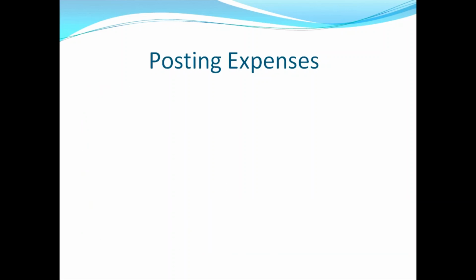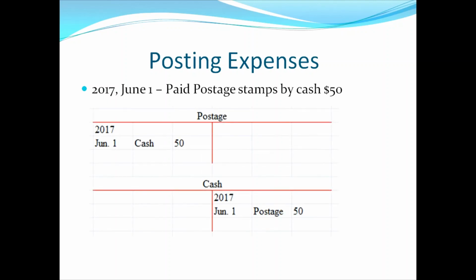Posting expenses. So now that we know what to debit, what to credit, let us practice. So 2017 June 1st paid postage stamps by cash. In this particular case, cash is decreasing and we are paying for an expense by the name of postage. So our entry on T accounts should look like this: credit cash, debit postage.